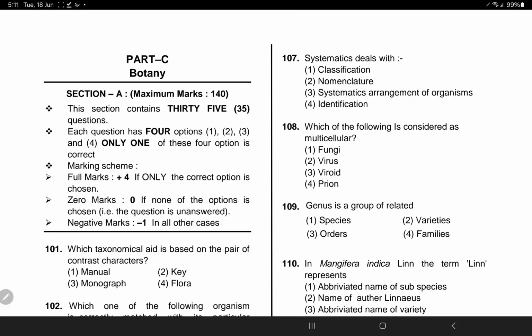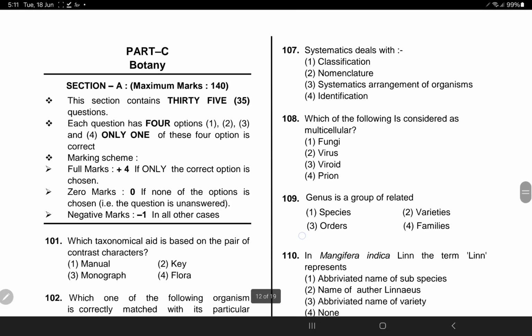And section B has 15 questions. Any 10 will be answered. Only the first 10 will be considered. Okay. And you will be having a negative mark, so -1 for a wrong answer.